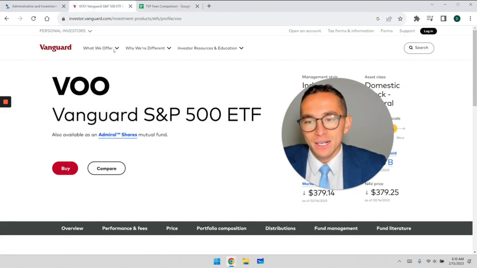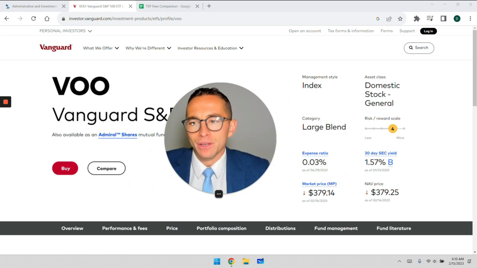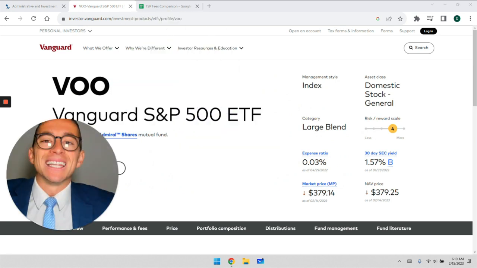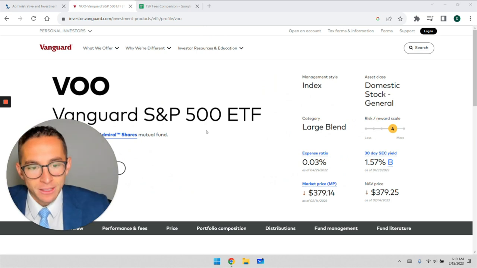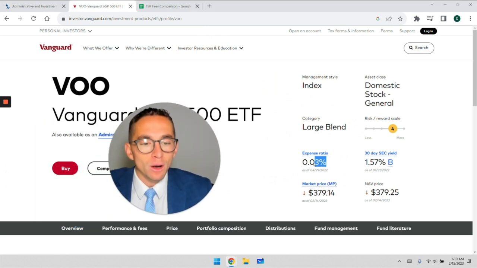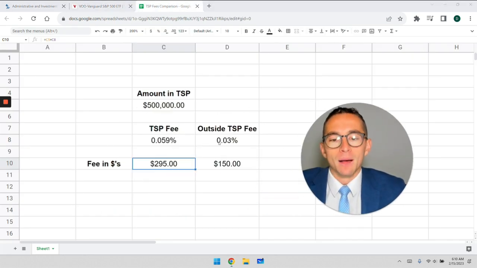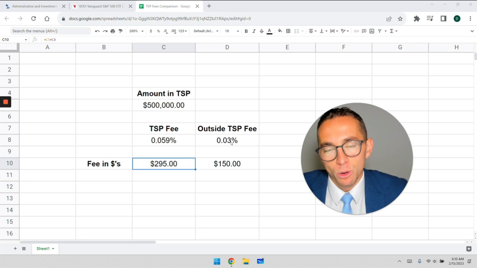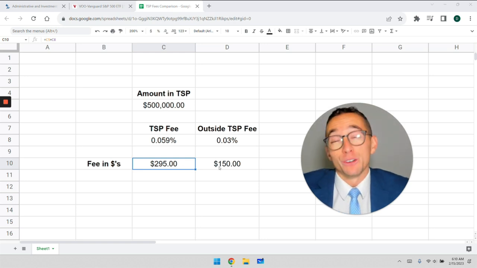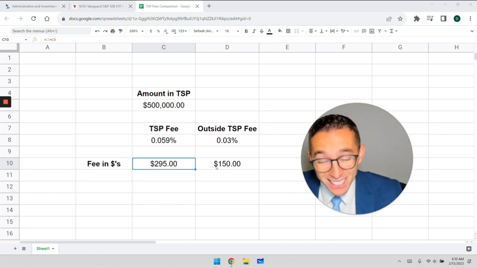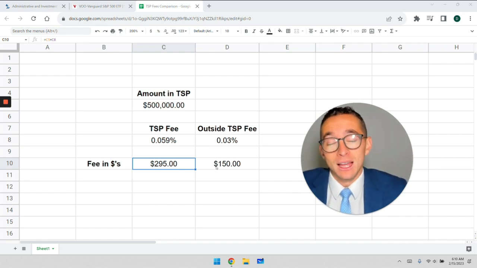Now, Vanguard has a really good fund. VOO is the ticker symbol, and it's just the Vanguard S&P 500. So it's investing in the exact same things that the C fund is, okay? And the fee over here is 0.03%. So if we compare it, the outside TSP fee is 0.03%, which comes to about $150 every single year. So it is about $150 less than what someone might pay for the C fund in the TSP.